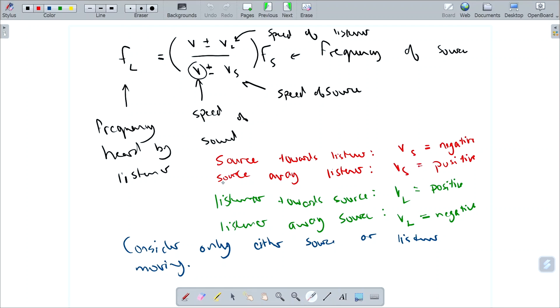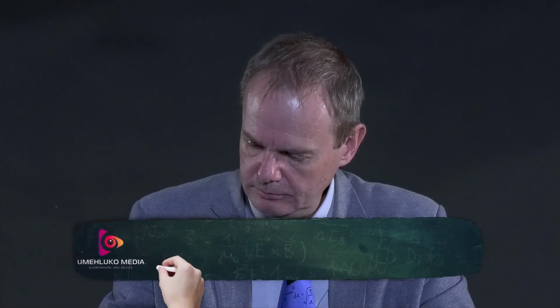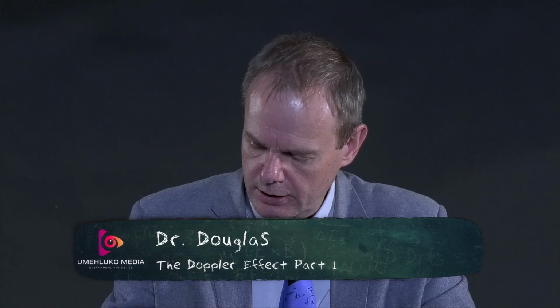And the second part of the question talks about the source moving away from the listener. So in that case, the velocity of the source, which is the siren, is going to be positive. So for the second case, Vs is going to be 20 meters per second. Now we are going to do the calculation.